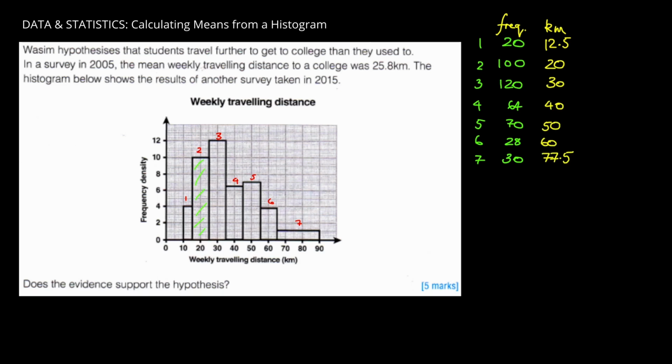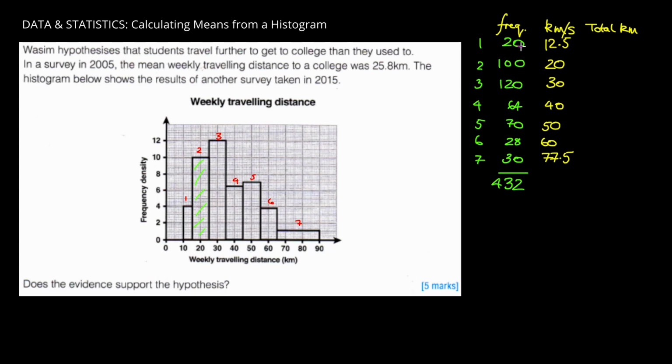The other thing we must do before we go much further is add up the number of students involved in the survey. And that comes to 432. So what we now need to do is multiply the number of students by the distance they travelled. Then we can divide that sum by 432 and get the mean of the distance the students travelled. So this is kilometres per student, and this is total km.